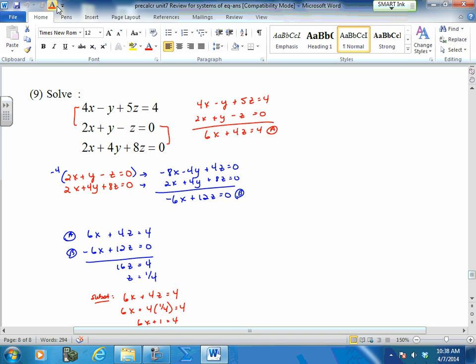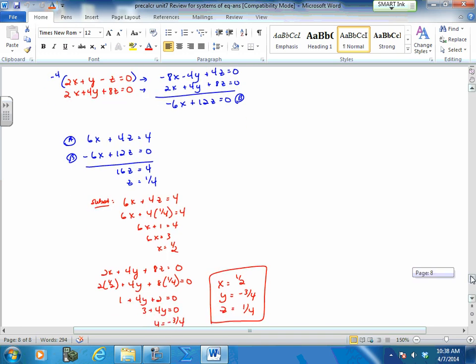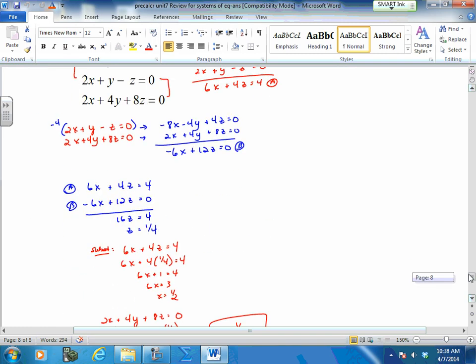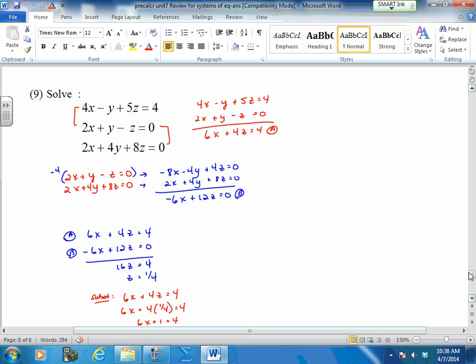You have your z, go to one of these. I picked this one, I substituted it in. Find your x, then go up to one of the original ones with all 3, substitute it in, and find your y. They were all fractions. If you did 2 other ones and it's not working out, let me know. We'll do your 2.